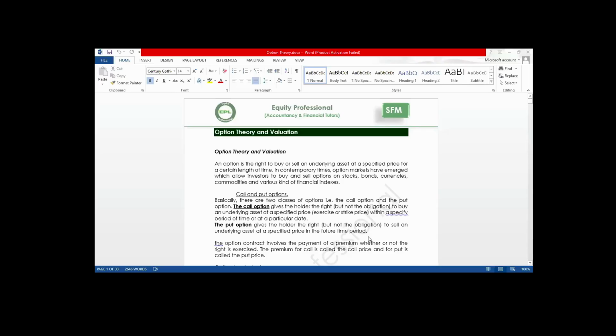The option holder will need to exercise his rights, his right to buy an asset or his right to sell an asset. That means something must motivate you. Something must motivate the option holder to be willing to exercise his rights.